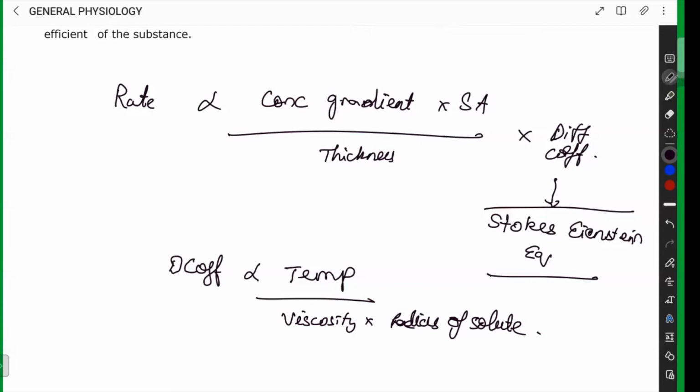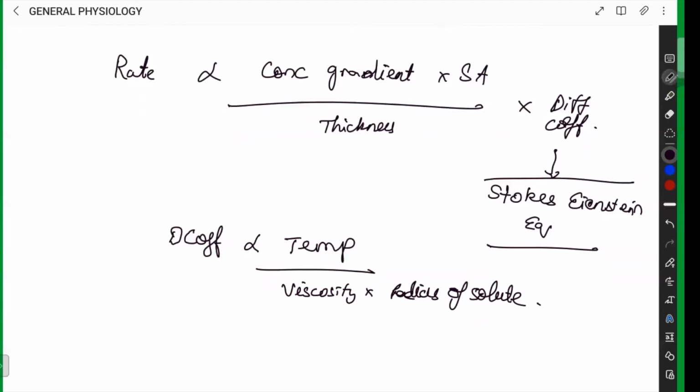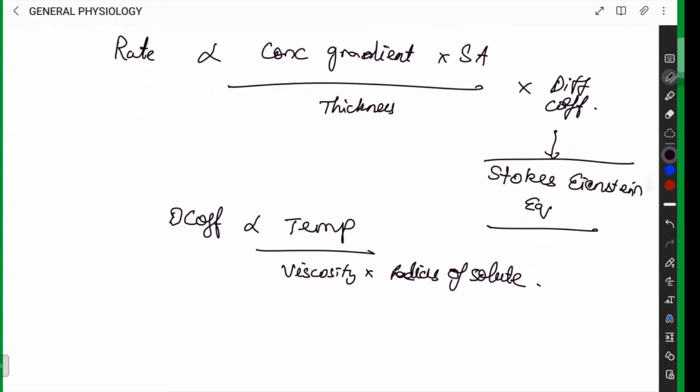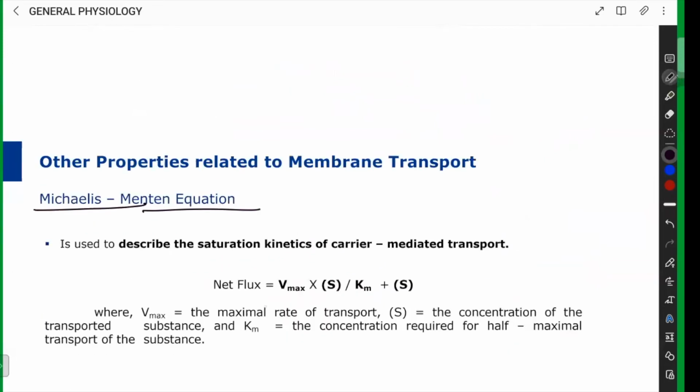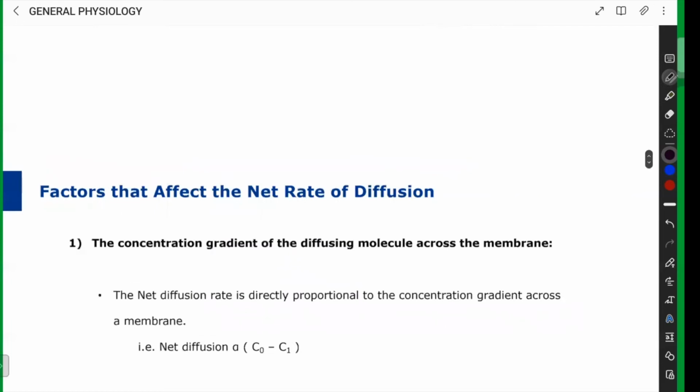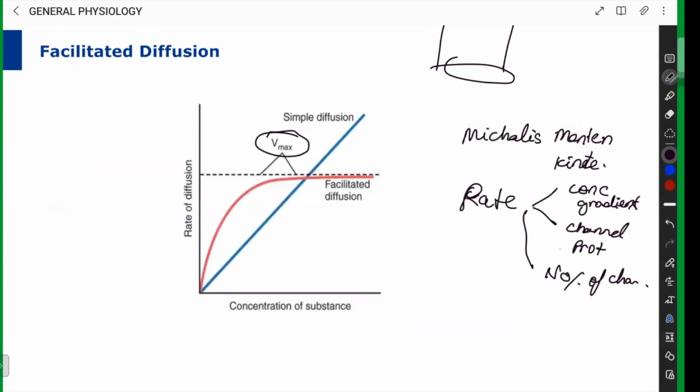Okay, I think it is clear now. Let me move towards a very important topic, your Michaelis-Menten equation. This is very important. So this equation, if you want, you can remember. Otherwise, just remember there are 3 factors which I told you already. What are the factors that play a role in Michaelis-Menten kinetics? Concentration gradient, channel protein and channel property, and number of channels which are present. So these are the 3 important things that play a major role.